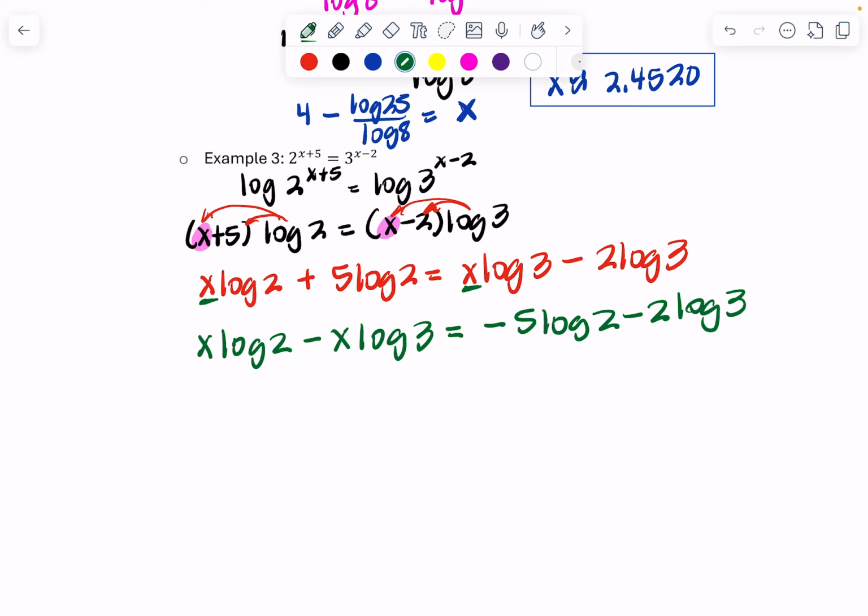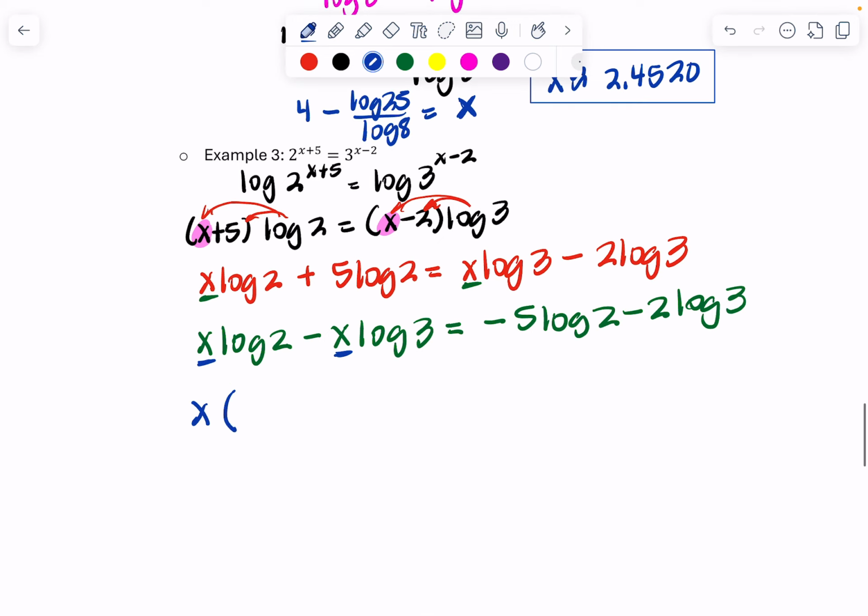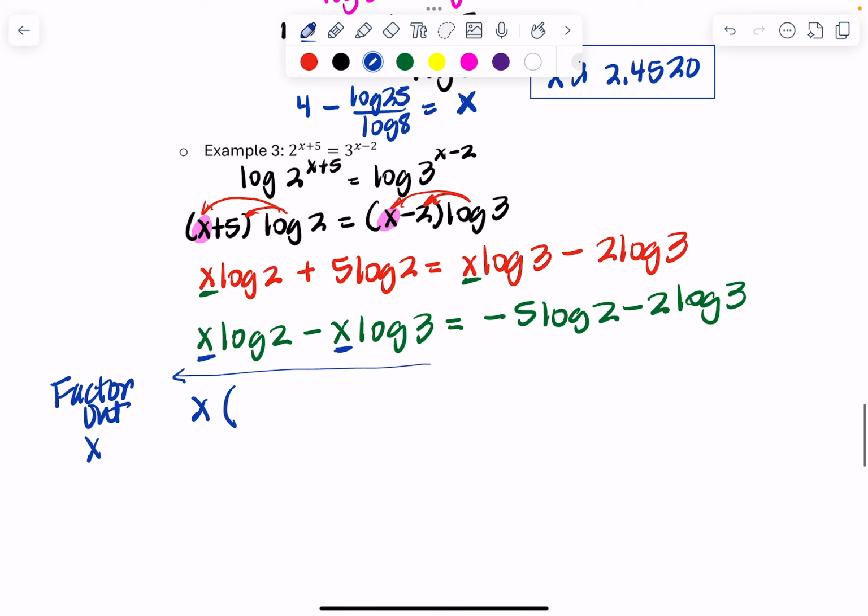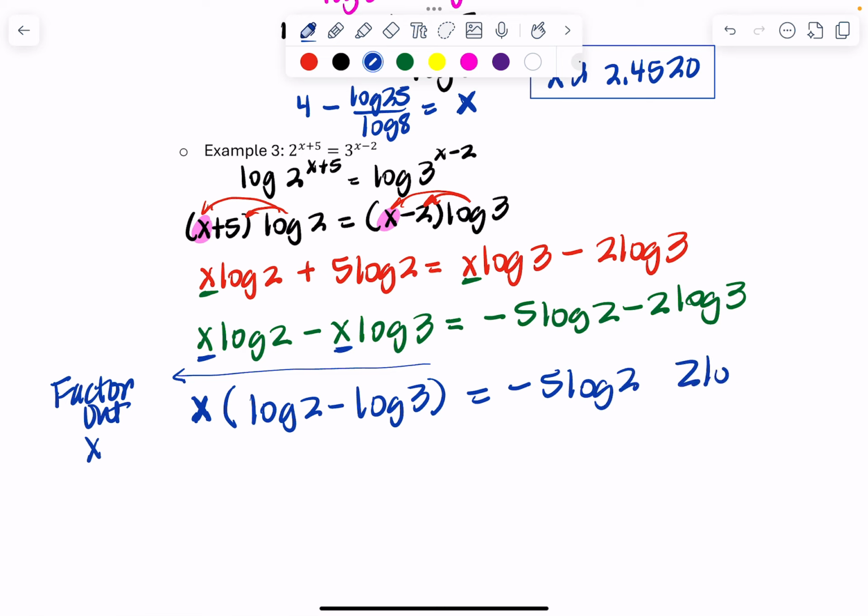And then at this point, the key is to factor out a GCF, or not necessarily a GCF, just the x. That's all I need. Factor out the x. They both have an x, so I'm going to take out the x. So now I'm left with log 2 minus log 3. Over here, all I'm doing is bringing this one down. Try not to rewrite anything incorrectly.